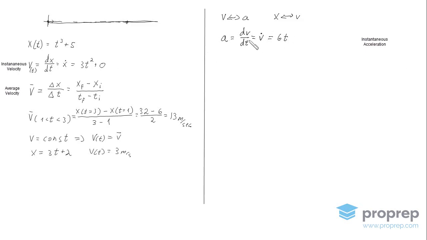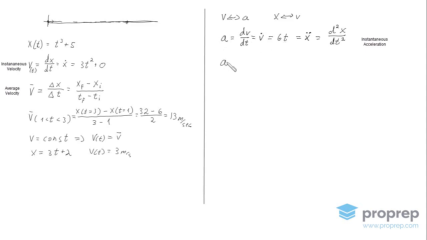Oftentimes we also write down the connection between the acceleration and the position because it's the derivative of velocity. Acceleration is then the second derivative of position, x double dot. The two dots being for second derivative, whereas one dot is first derivative. We can also write that as d squared x over dt squared. So this is the instantaneous acceleration, 6t.